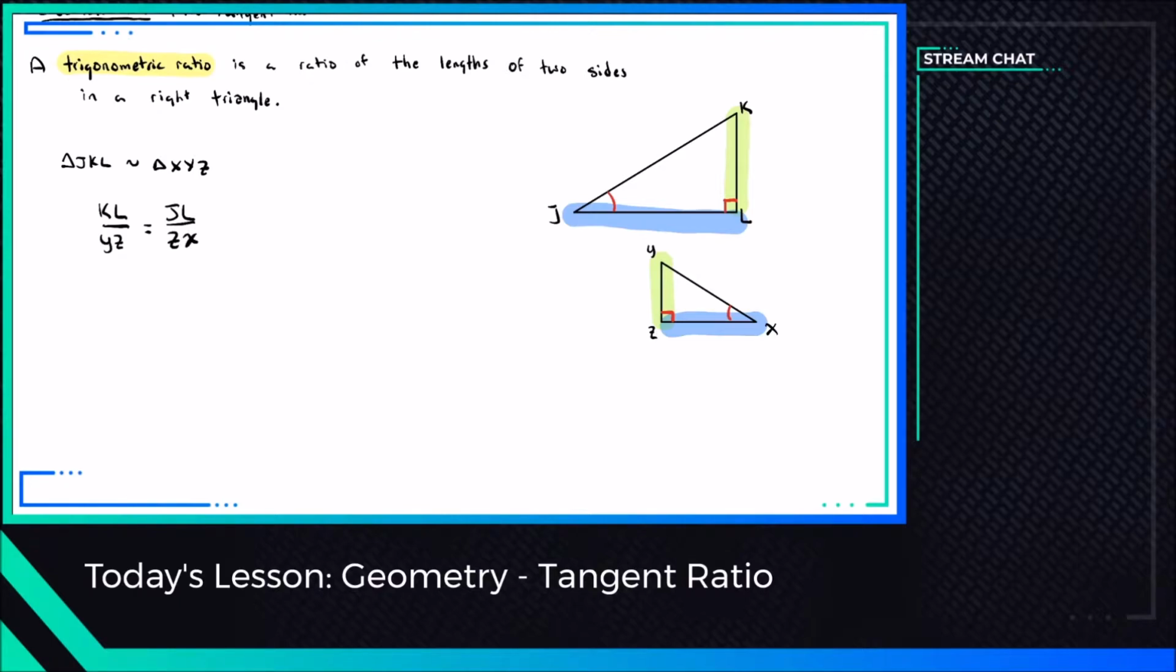This was established in the similarity rules that we did last chapter, where the ratio between similar side lengths are the same across similar triangles. And these are actually trigonometric ratios. And the cool thing about trig ratios is that trig ratios are constant given the same angle measurement.